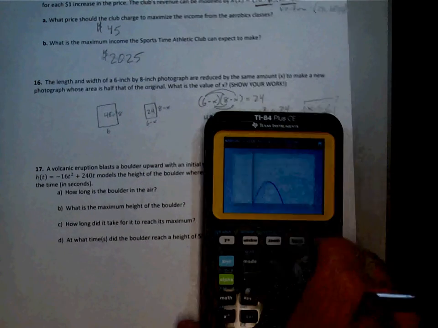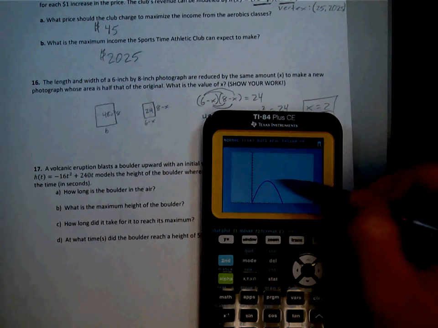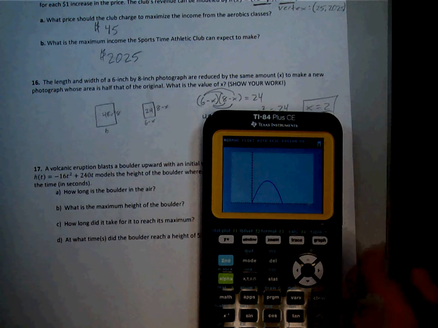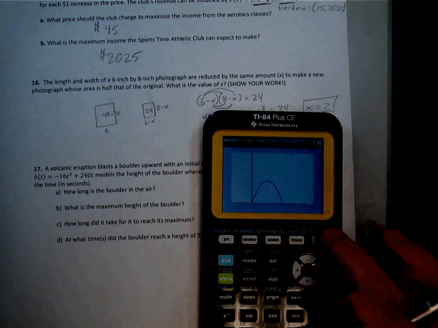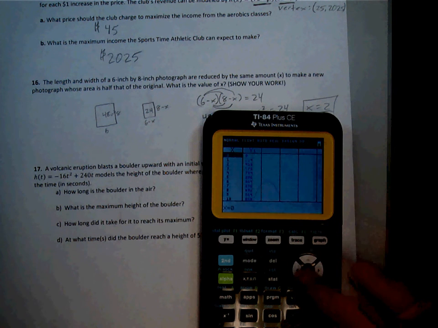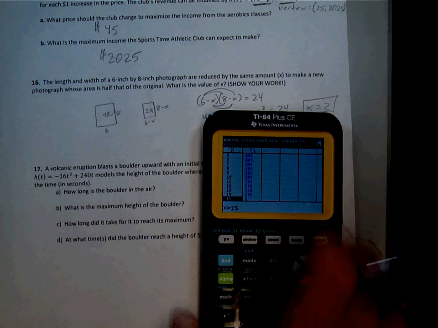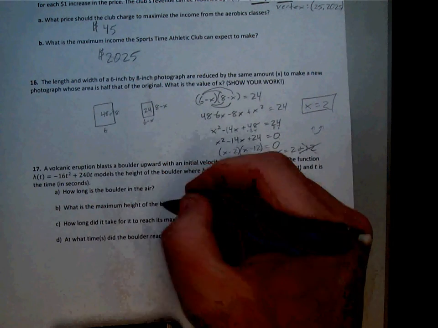Now, how long is it in the air? Well, it shoots here, and it's in the air until it hits the ground again. So I need to find that 0. Looks like it might be at an integer. So I'm going to hit my table. It's coming back down. Look at the y values. They're coming down. At 15 seconds, it hits the ground. So that's how long it was in the air.